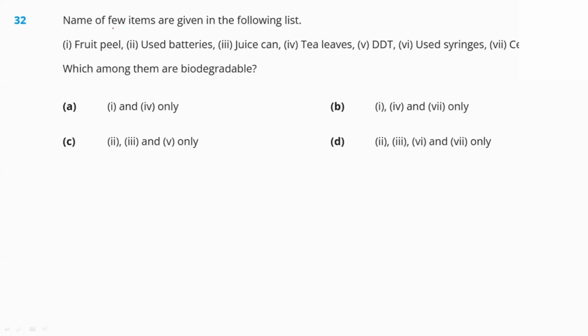Next question. Names of a few items are given in the following list: fruit peel, used batteries, juice can, tea leaves, DDT, used syringes, ceramic bowl. Which among them are biodegradable? Of course, which are organic, which are obtained from nature, they all are biodegradable. So which are the objects in that way? It is fruit peel and tea leaves, and that's all. Okay, anything else? Used batteries, juice can, no, DDT, no. So option number 1 and 4 only. So option number A is our right answer. Okay, 1 and 4 only are biodegradable.